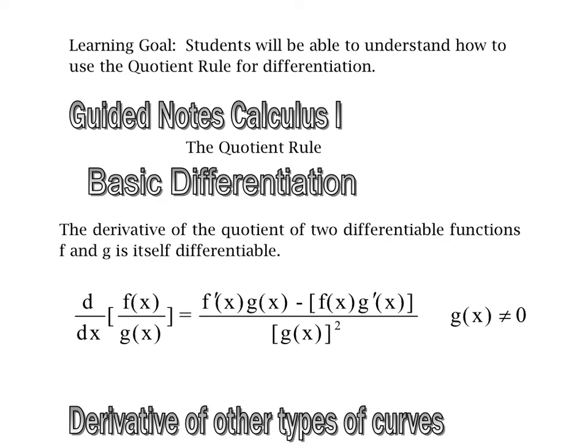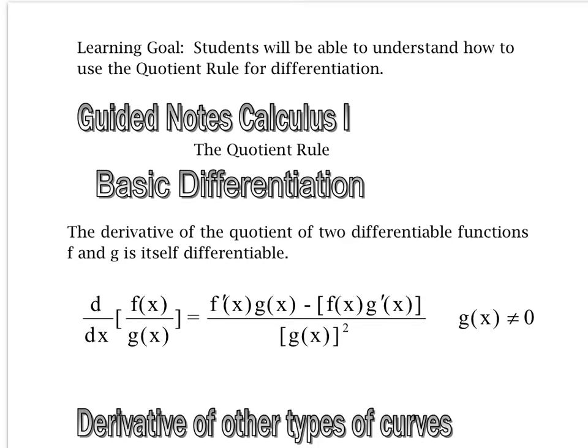All right, the quotient rule. So just like the product rule, we can't just take the derivative of f over g here. There's actually a pattern that we have to follow. And it's very similar to the product rule, except for we're going to be dividing. And instead of a plus here, it's going to be a minus.